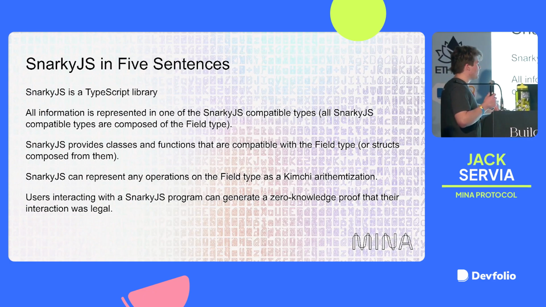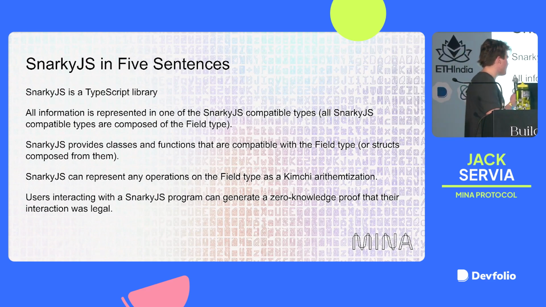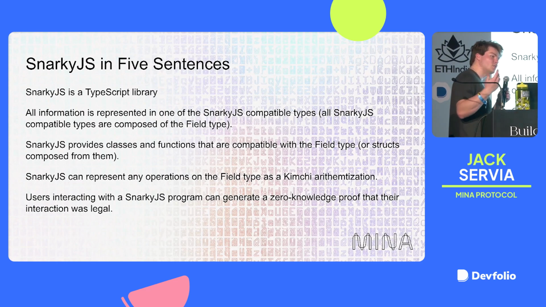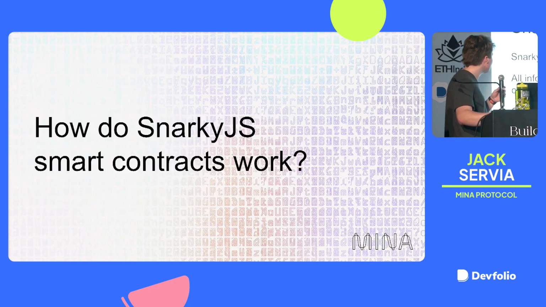So, for example, if we have a field of value 1, then we have an add method on this field type that we can use to add another field to it. Okay, so Snarky JS can represent any of the operations that we do this way as this Kimchi arithmetization, which is basically a math problem that represents the program that we write in Snarky JS. Then when a user interacts with the Snarky JS program, we can use this math problem version of the program to generate a zero-knowledge proof that their interaction was legal.